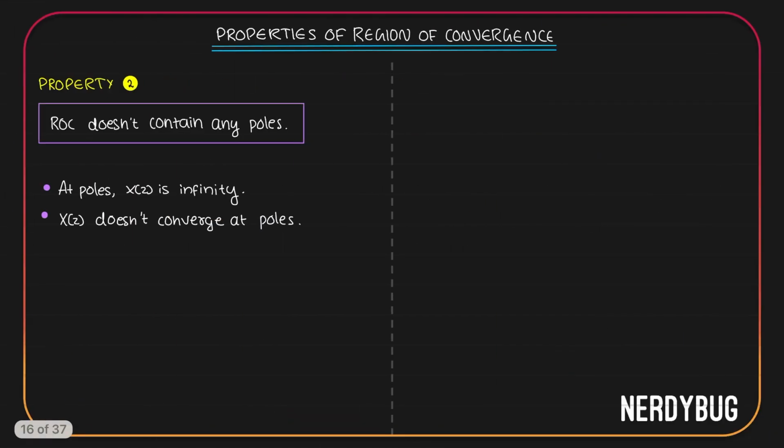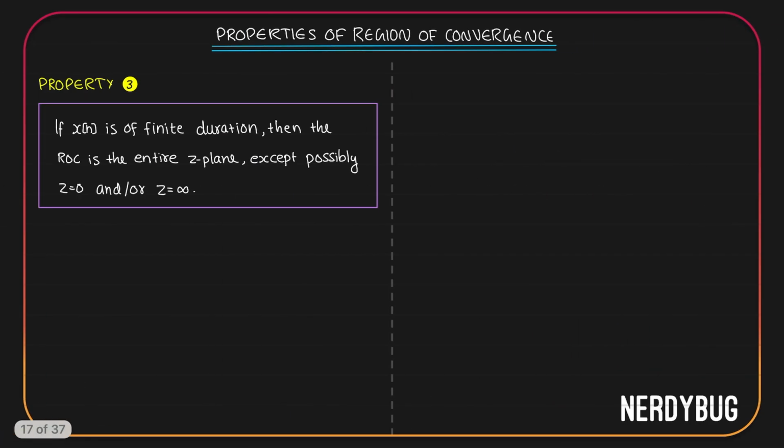Let's go to the next property. This one says the ROC does not contain any poles. This is the most obvious property because at poles, X(z) becomes infinity. The whole idea of X(z) converging is that its value should be finite, not infinite. At every pole, X(z) will have infinite value. So X(z) does not converge at poles. Therefore, the region of convergence can never contain any poles.